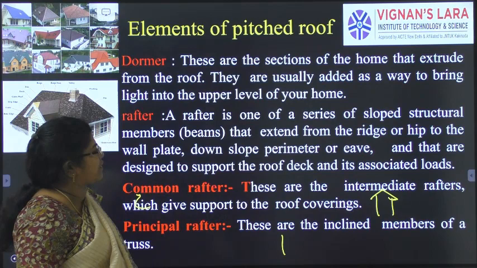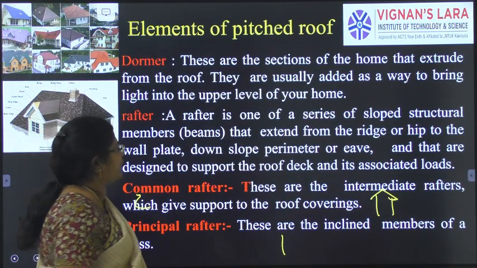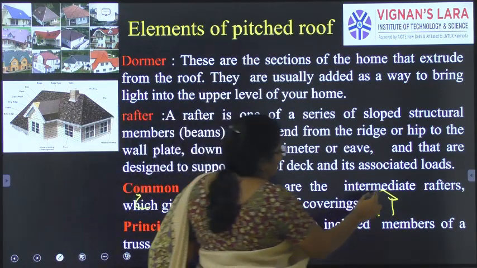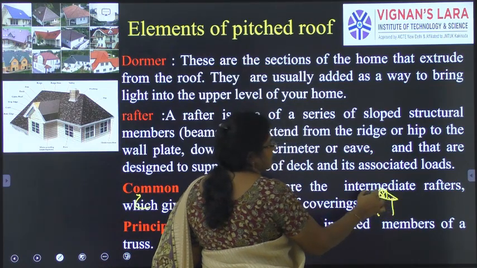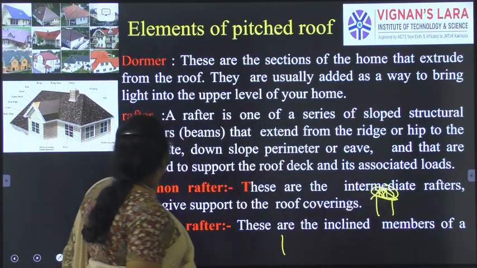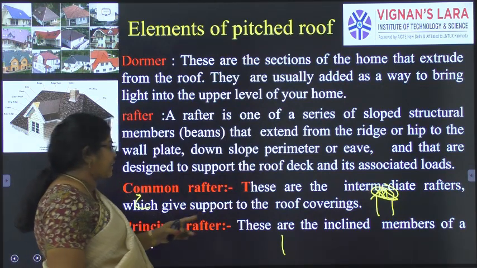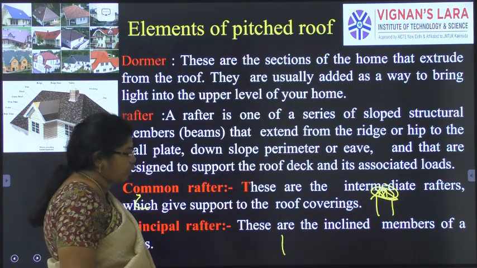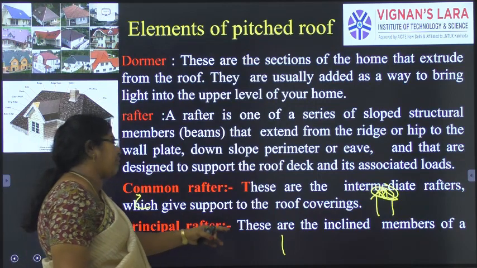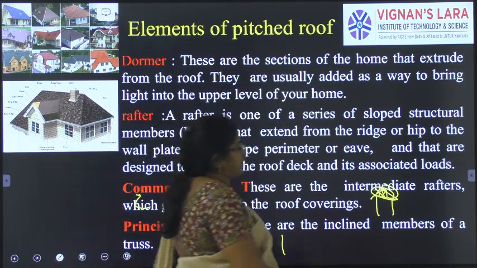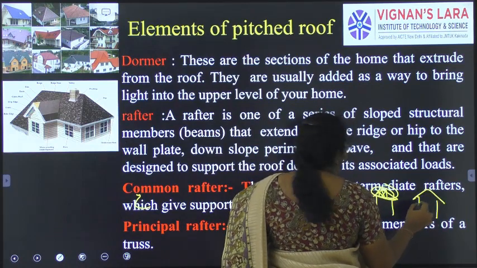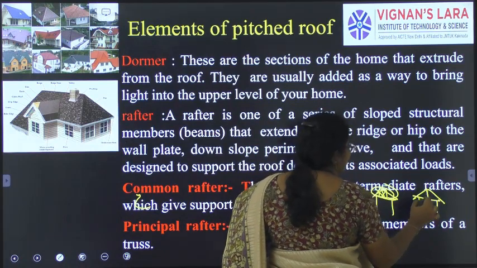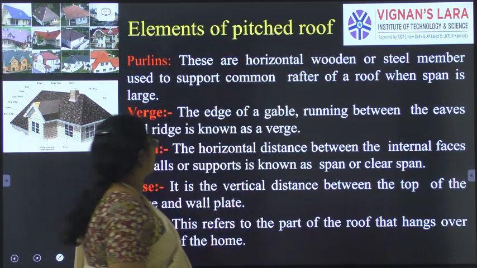Rafter is the portion of the series of sloped structural members. That is, we will have so many beams and columns, and all these things we call the rafter. Common rafter is the intermediate rafter which gives support to the roof coverings, and the principal rafters are the inclined members of the truss. So this I call a common rafter, and this I call the principal rafters.